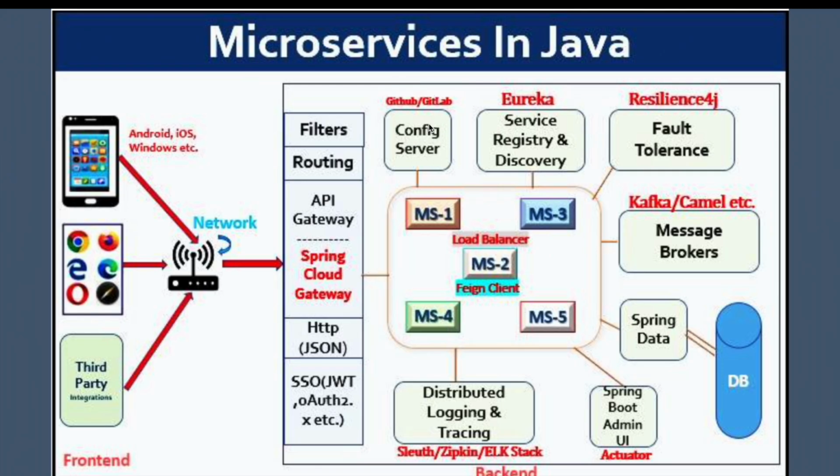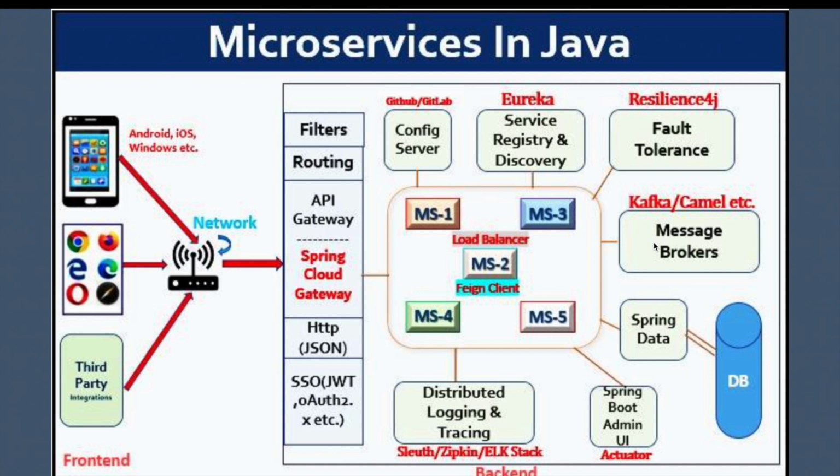And this is Eureka. You can use Netflix Eureka for service discovery, so you can register all five microservices in your service discovery. You can use Hystrix or Resilience4j to achieve fault tolerance. And you can use a message broker also, like Apache Kafka, or Camel, or RabbitMQ.